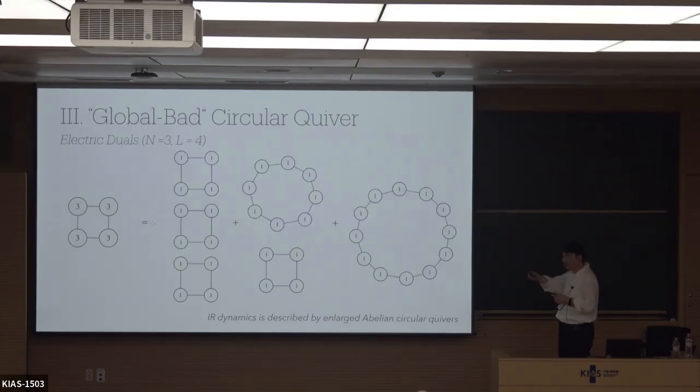So in the IR, depending on the moduli space point you are sitting on, this is the same as a typical Coulomb branch, where U(3) is just broken into a bunch of U(1), right? On the other hand, you don't get the U(2) theory, the U(2) circular quiver. Instead, you have an enlarged circular quiver with abelian gauge nodes, okay? And also something like this. So in general, the IR dynamics of this bad circular quiver, the globally bad circular quiver, is described by the enlarged abelian circular quiver rather than some non-abelian theory.